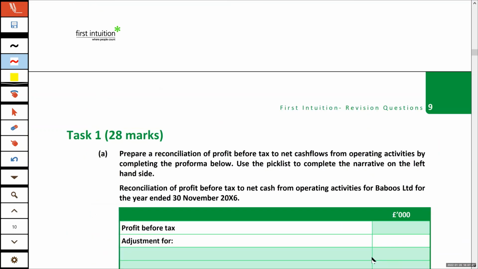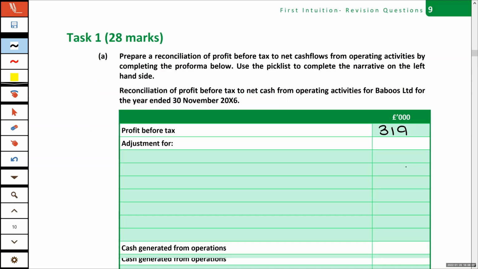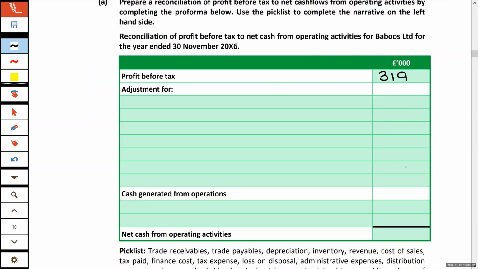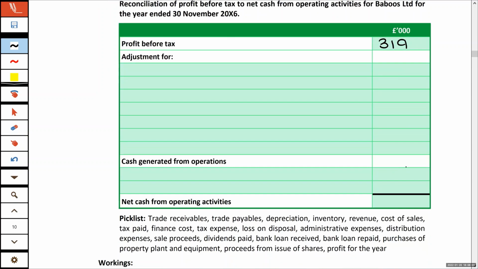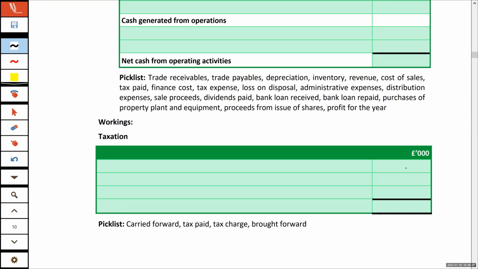So we have been given this information. We are asked to do a reconciliation. So in other words, we are going to start. The first figure we are going to take is our profit before tax, which is £319,000. We have to do some adjustments and then find out what our net cash from operating activities is. We notice we have a workings box given to us as well.